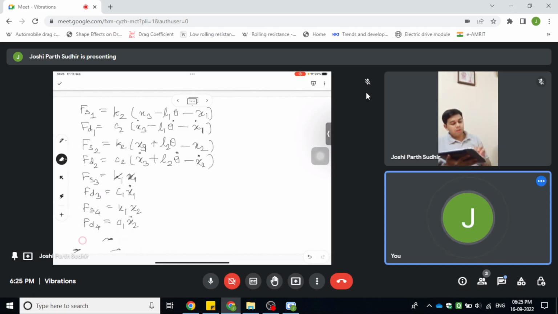So these are the expressions for the forces, and now we can use these expressions for the forces in the equations of motion. So first let us consider the mass m1, which has the forces Fs1, Fd1 and Fs3 and Fd3 acting on it.